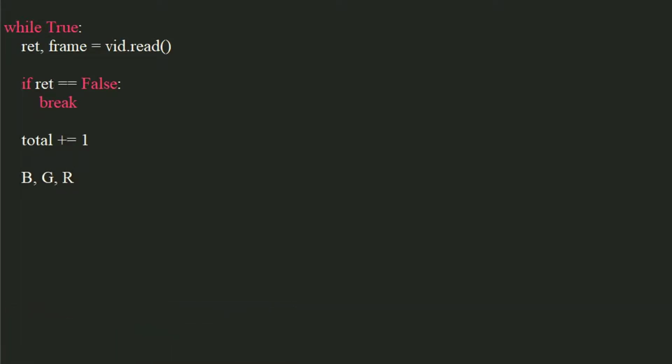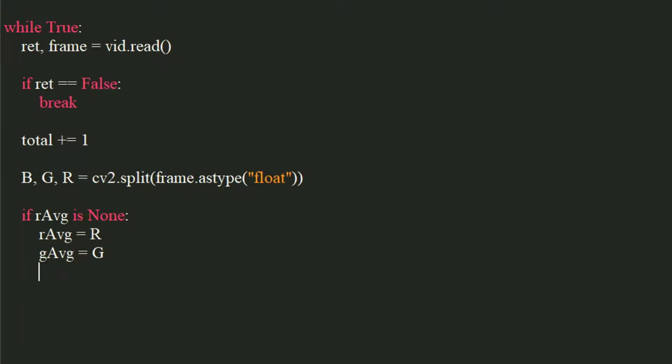Now, we will split the frame into its BGR channels, using CV2's split function. Use the astype method to convert the frame into an array of floats. If our average is None, we will initialize the three variables with their respective channel arrays. Else, we will calculate the weighted average of each frame.